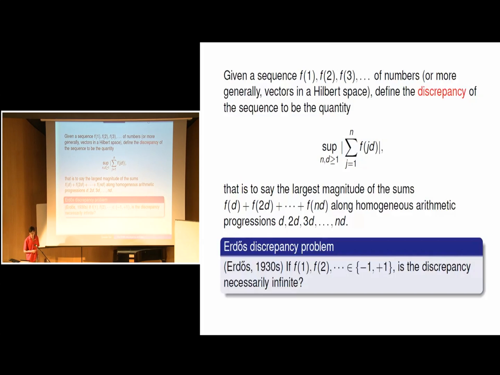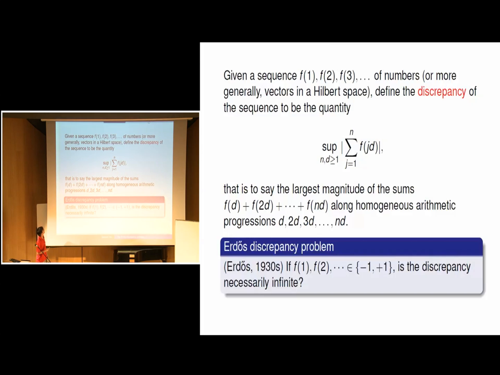We can find the discrepancy of the sequence. What you do is that you take partial sums of the sequence along any homogeneous arithmetic progression. A homogeneous arithmetic progression is something from d, 2d, 3d, up to nd for some natural numbers n and d. So you sum your sequence along your homogeneous progressions, and you find the biggest discrepancy among all these sums. You take the magnitude of this number or vector, and you take a sup over all n and d, and this we will call the discrepancy of your sequence.